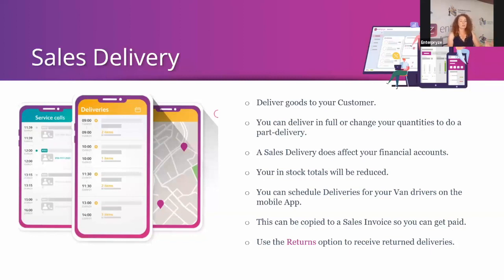Your in-stock totals will be reduced. So that's final. Once the delivery is added, the in-stock is reduced. That's what's sitting on the shelf. So the 10 on the shelf that I've mentioned now becomes 8.